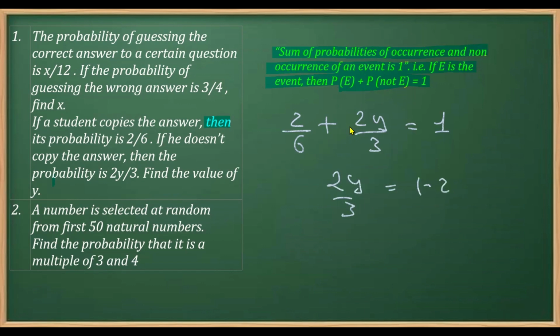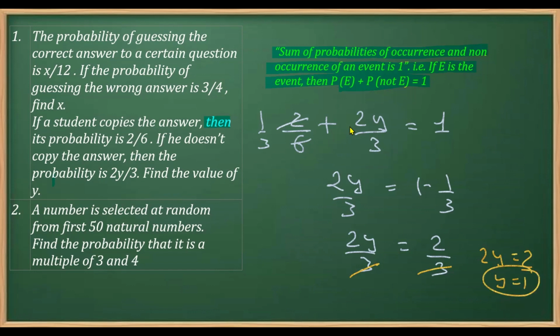Well, 2 over 6 is 1 over 3, right? I can write 1 over 3. It's better if I reduce it here only. So 2y over 3 is equal to what? 3 minus 1, that is 2 over 3. Now check here that this 3 and 3 get cancelled. So 2y is equal to 2. So y is equal to 1. So the value of y is 1.